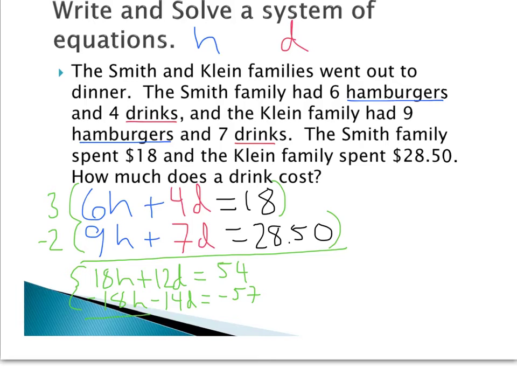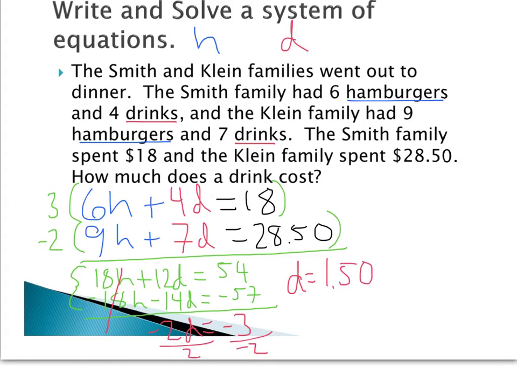And when we add these two together, why don't I change color here so we can see this a little better. My h's cancel. I'm left with negative 2d equals negative 3. All right. Well, when I divide by negative 2, I'm left with, well, negative 3 divided by negative 2 is just 3 over 2, which is 1.50. So a drink costs $1.50.